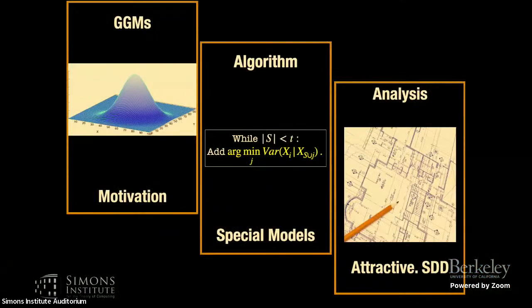Okay, so the talk has three parts. First, I'll talk about what GGMs are, why we are studying them, and then the special models and the specific algorithm that we're going to study, which is in this box here. And then I'll say a few words about what we can actually analyze about this algorithm.